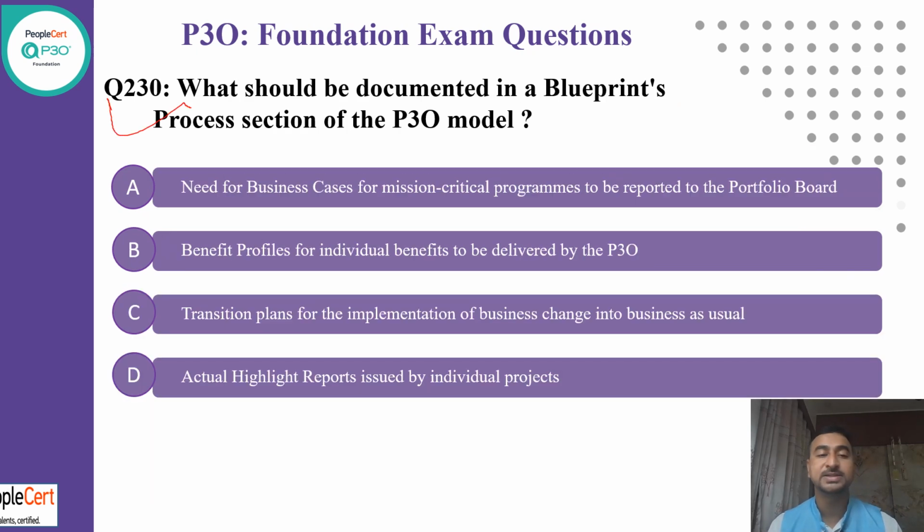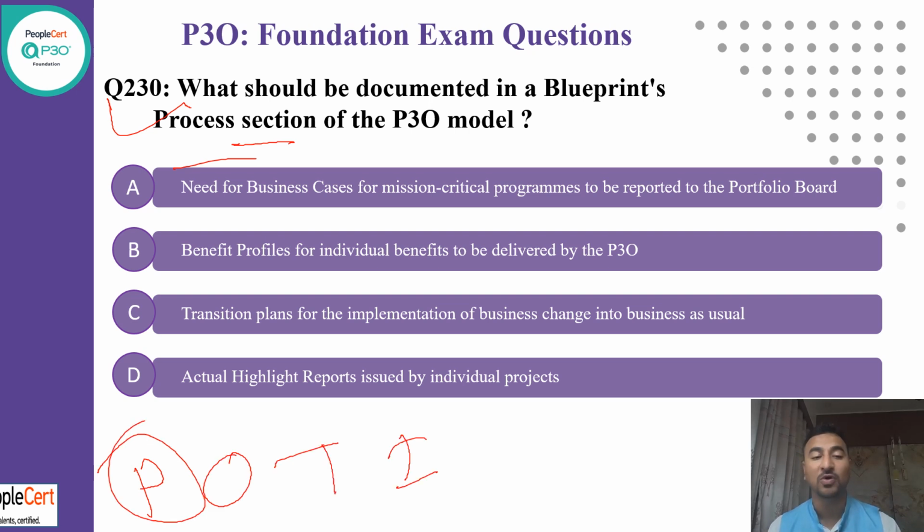Question number 230 says, what should be documented in a blueprint process section? So there are four sections: processes, organization, technology, and information. They ask what should be documented in the process section of the P3O model. Need for business case for mission critical program to be reported to the portfolio board. That may be the process, so you can document that.